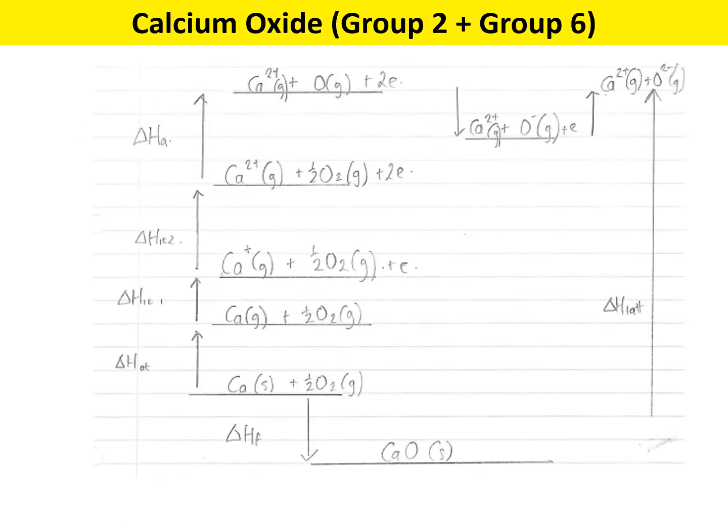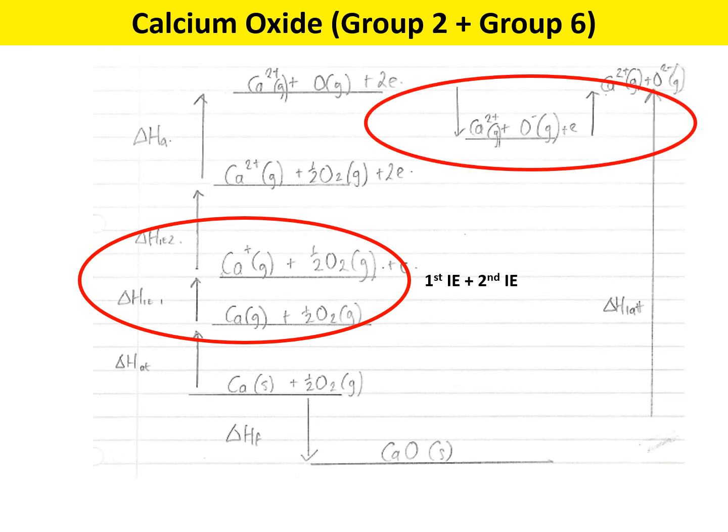The next example we will look at would be calcium oxide, which is a group 2 metal with an oxide. In this case, the Born-Haber cycle will also have a first and second ionization energy of calcium to form the calcium 2+ ion. When we form the oxide ion, we need to add 2 electrons. So we will have the first electron affinity and the second electron affinity. Remember, the first electron affinity is an exothermic process, so the arrow is going down, and the second is endothermic, so the arrow is going up.